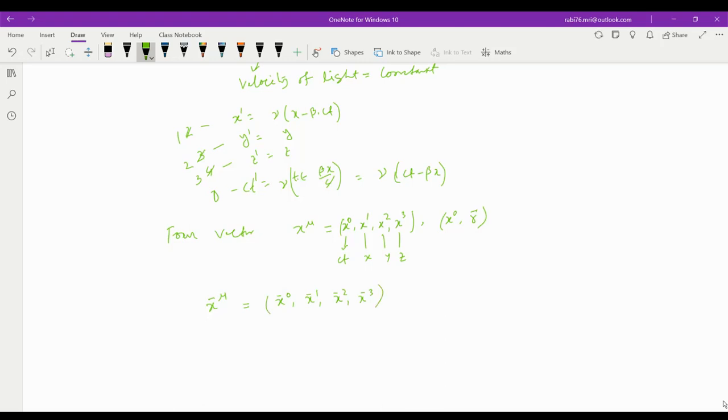And these are the relations, functional relations, of f bar mu.